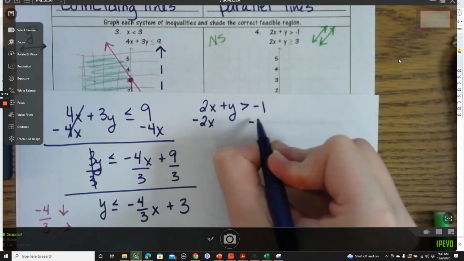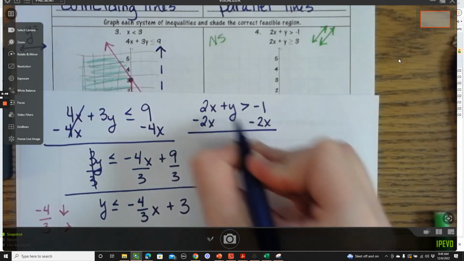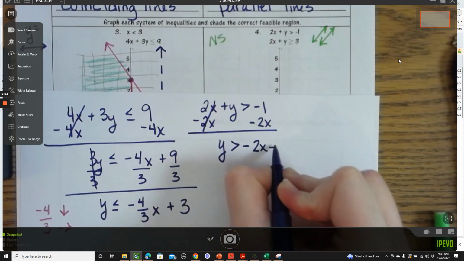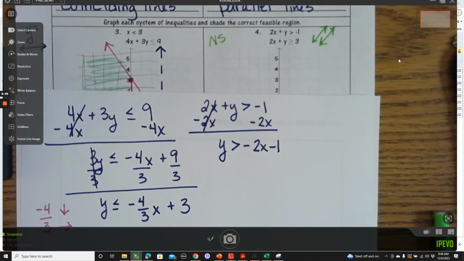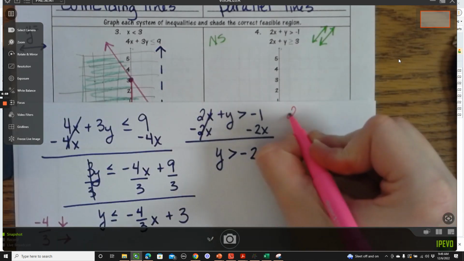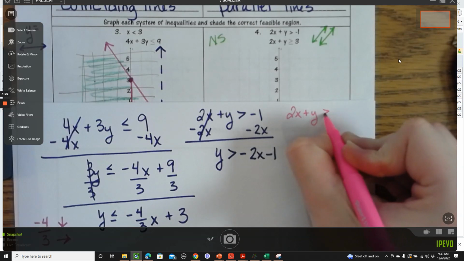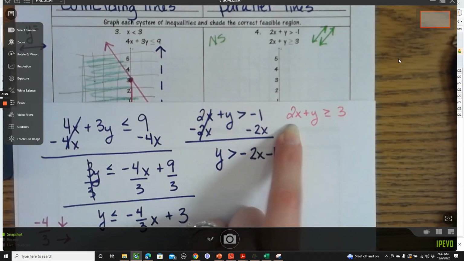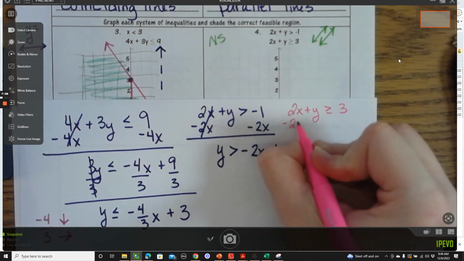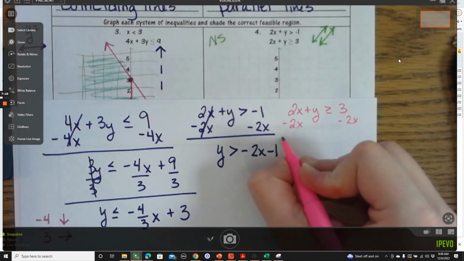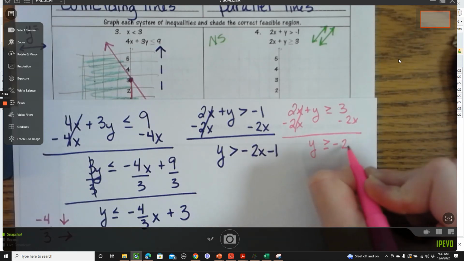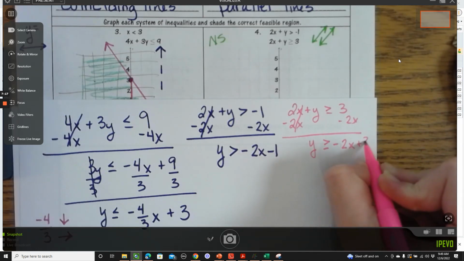Subtract 2x, subtract 2x. Y is greater than negative 2x minus 1. Okay, so there's one down. And then the other one, 2x plus y is greater than or equal to 3. So do the same thing, right? Negative 2x, minus 2x. Y is greater than or equal to negative 2x plus 3.